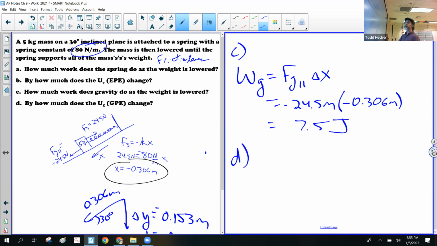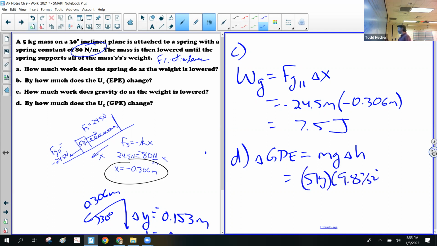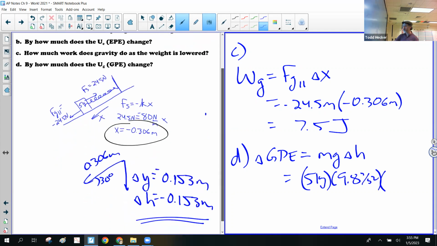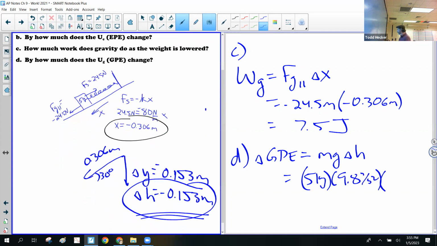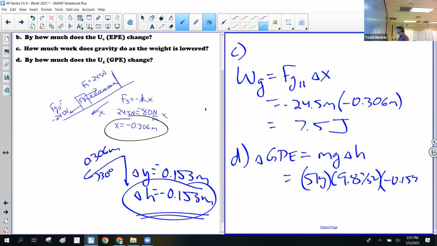And then part D, what's the change in GPE? Well, that's mg delta H, which is the mass of the block, 5 kilograms, times g, 9.8 meters per second squared, times our change in height, which you will recall was negative 0.153 meters. Multiply it, and you get negative 7.5 joules, which is what we would hope we would get. So yay, physics.